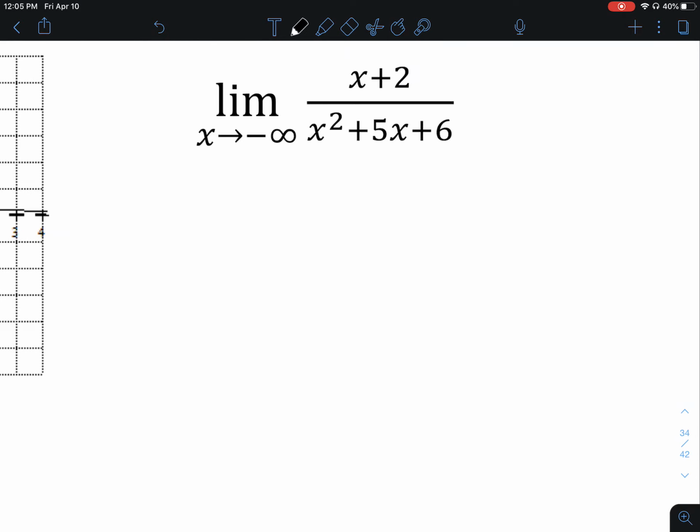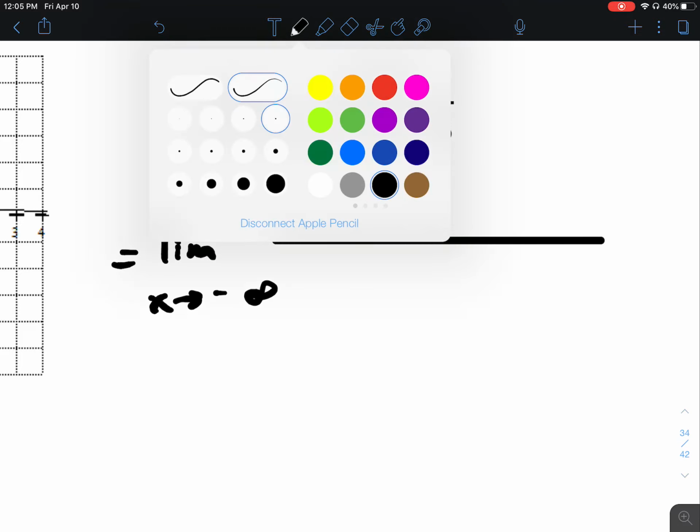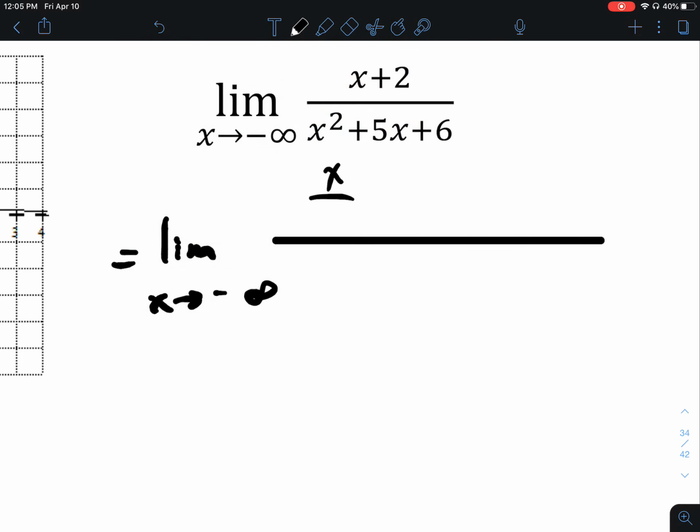Let's try this again. Now we're going to negative infinity. It's the same function. We're going to divide each term by x squared, because that's the largest degree in the denominator.